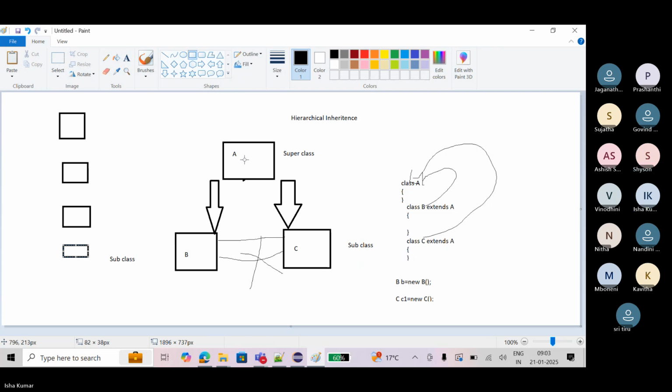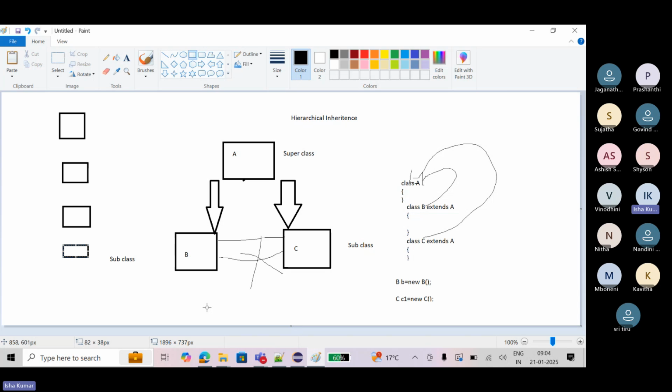Getting it? So B can access the properties of his own class as well as A class. He has the right. C also has the right to access, because once land distribution happens, A will give land to B also, and C also. But there is no land distribution between B and C.